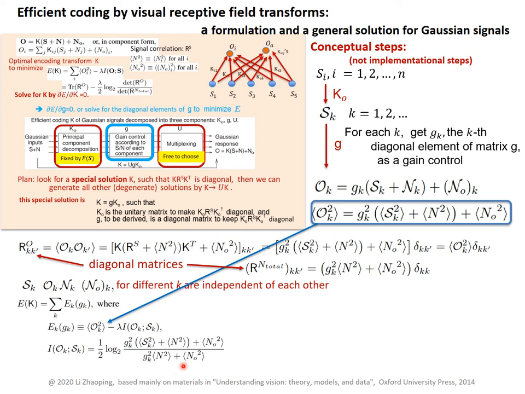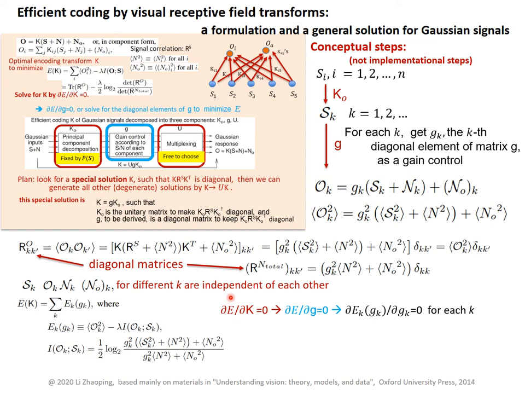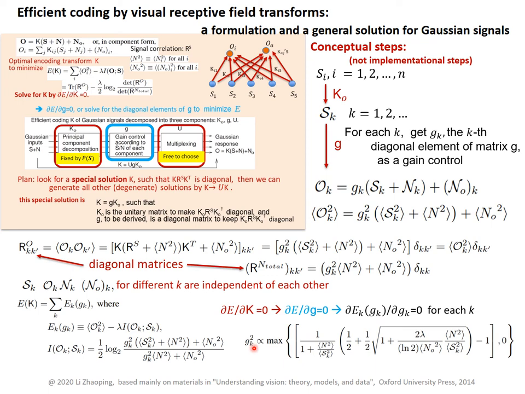So therefore, trying to find our optimal K becomes trying to find this optimal gain control matrix, which then becomes simplified into trying to find each of the diagonal elements in this gain control matrix separately for each k. That makes it very simple, okay? Just do the derivative of ek over gk. So ek depends on the gk in these kinds of forms. And when you solve for it, you get your gk squared. In fact, you can just do the derivative over gk squared because everything depends on gk squared. See, this is gk squared, and so ek also depends on gk squared.